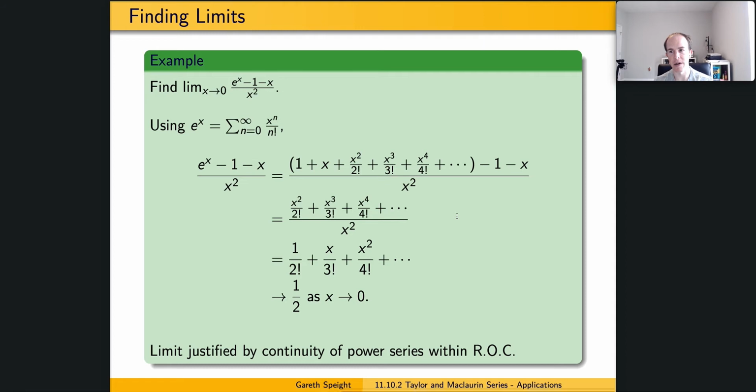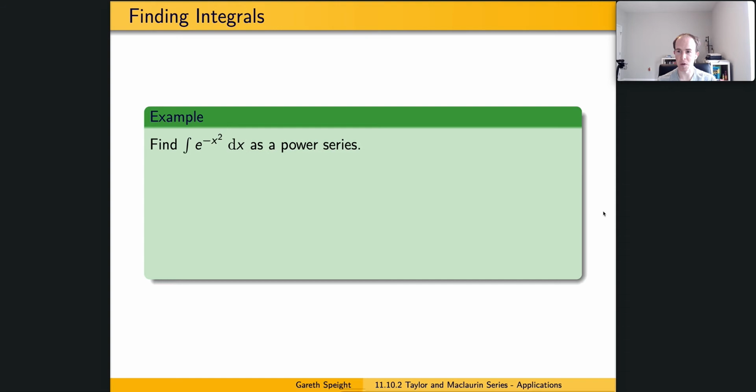So we kind of touched on this a little bit before when we had the representation for 1 over 1 minus x. It's the same kind of story. So for instance, suppose we want to integrate e^(-x^2) as a power series. So I think, as I mentioned before, this kind of integral is important because it's related to the normal distribution, which comes up in probability and statistics.